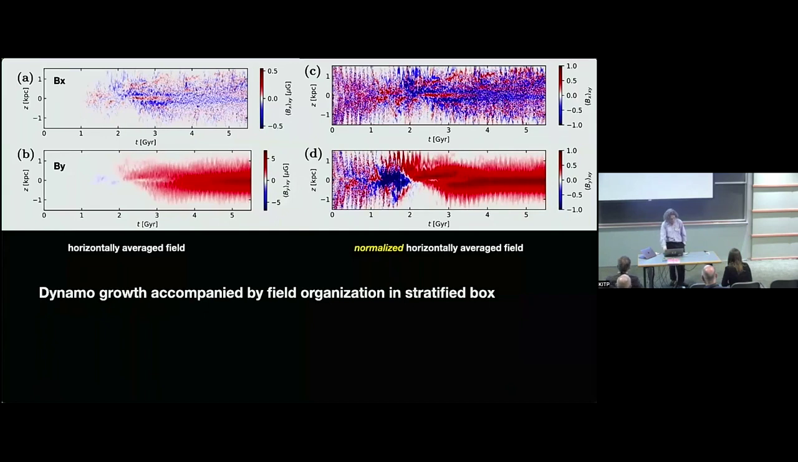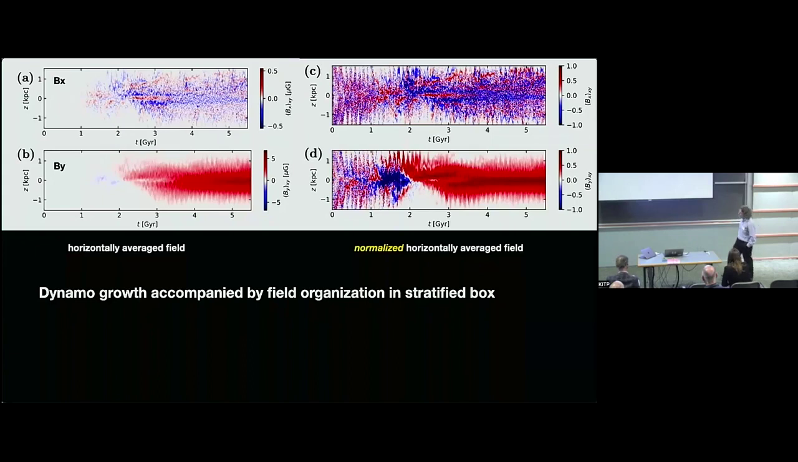Okay, I've got a 3-minute mark, so keep moving. If we look at the horizontally averaged field, this is the normalized version, so you can see what's going on when it's low strength. This is the low resolution model, so it takes a while to grow in strength. But you can see that there are field reversals and then a uniform horizontal azimuthal field at late times. This now runs out to 5.5 gigayears at 4 parsec resolution.